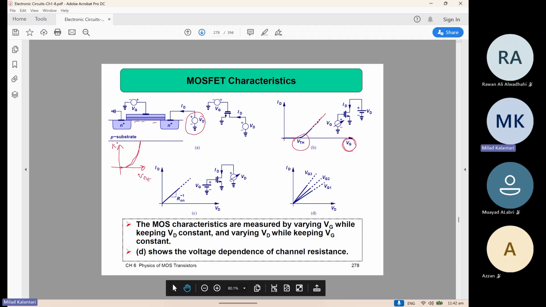They can adjust this value to be different when they are building the transistors. And on the other hand, if you change the VD, this channel is like a resistor initially. So it has some resistance that we can calculate, right? It depends on how much VG we applied. If we apply more VG, the resistance will be less. If we apply less VG, the resistance is high, right?